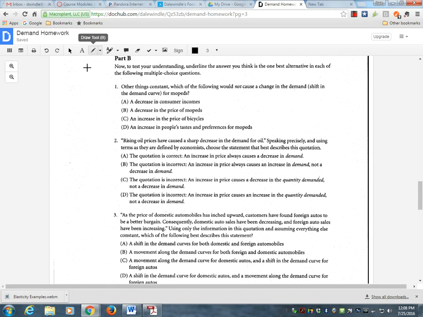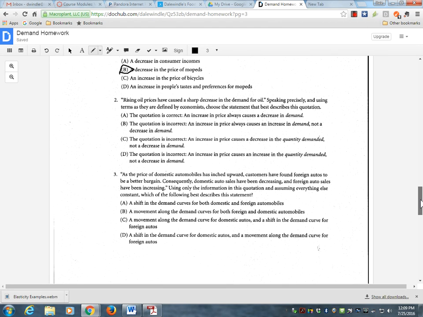Let's see. Other things constant, which of the following would not cause a change in demand, i.e. a shift in the demand curve for mopeds? Stop right there. When you get a question like that, before you even look at the distractors, think to yourself, what will not change the demand for mopeds? Well, the price of mopeds. Is that a choice? Yes, it is. And so B is the correct answer. Price of bicycles. Bicycles are a substitute good, so that would change demand for mopeds.